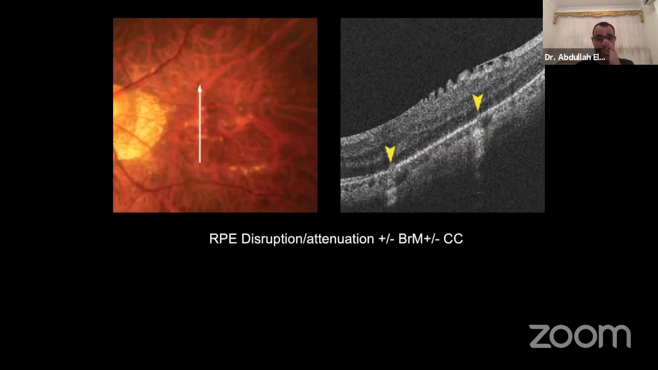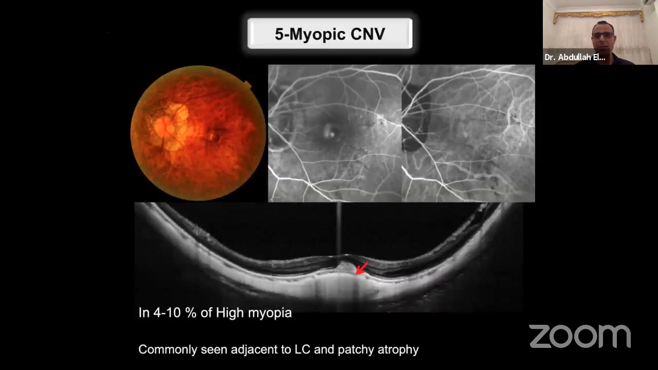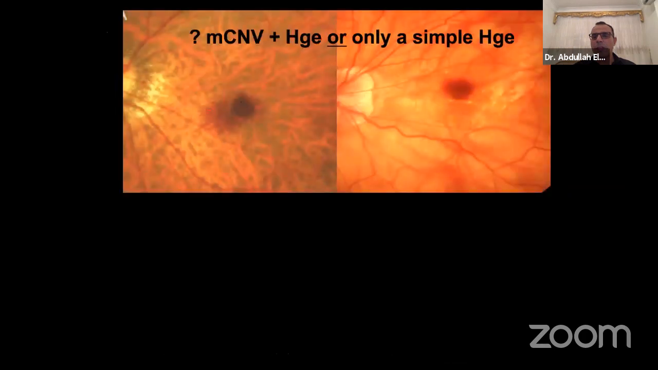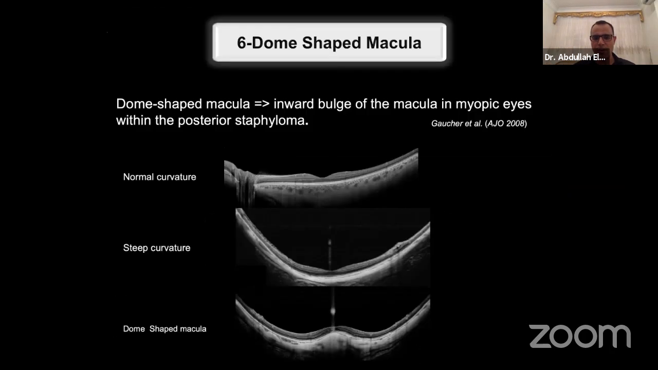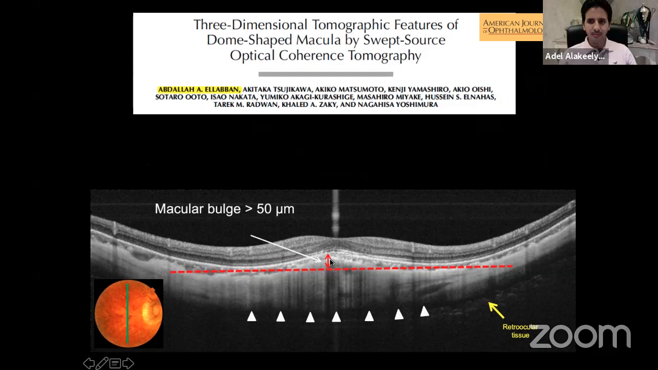Dome-shaped macula was initially described by Dr. Gaucher from France. Later on, we thought to analyze these cases, to group them, and we look for a macular bulge. If you look at this macular bulge, like in the slide here, more than 50 micron in the vertical scan, this is a dome-shaped macula. And in the other study, this bulge can increase. It may reach 200, 300 micron over time.